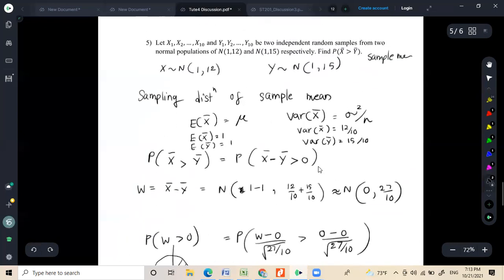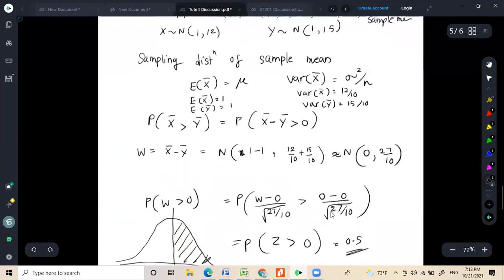Is it clear? This one? Here you have to be careful. Okay, x bar, y bar. You should know this is the sampling distribution of the sample mean. So the variance is sigma squared over n. So you have to use that when you do x bar, y bar. Any question?